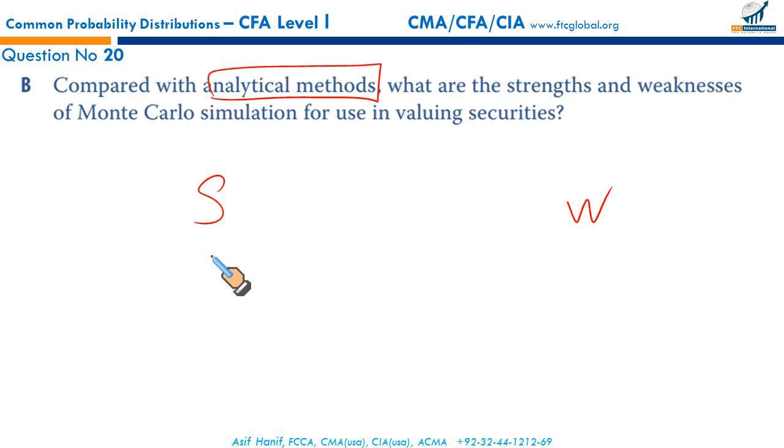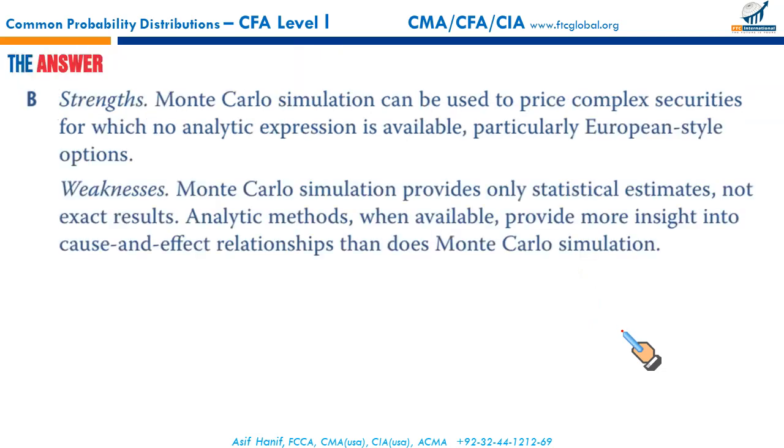The strength is Monte Carlo simulation can be used to price complex securities for which no analytical method is possible or available. Right? This is one strength. And what is the weakness? Monte Carlo simulation provides you only a statistical estimate, not a very accurate or exact result. Analytical methods provide you more insight into cause and effect. Monte Carlo simulation does not provide you the cause and effect relationships. That's an important difference.